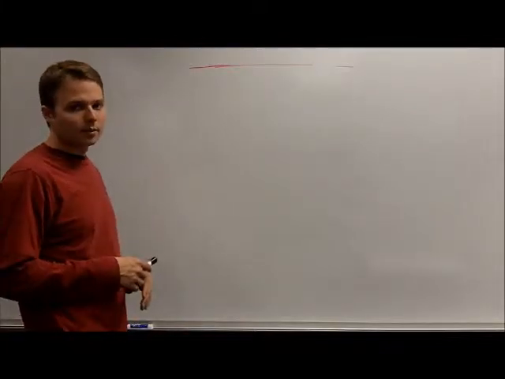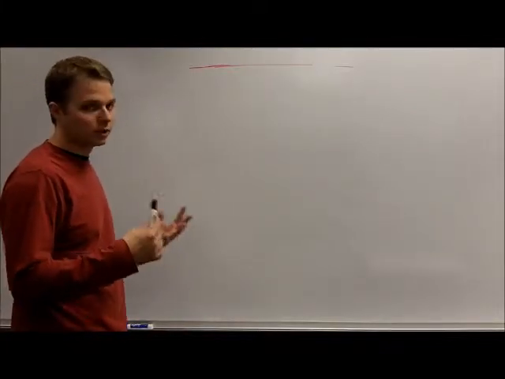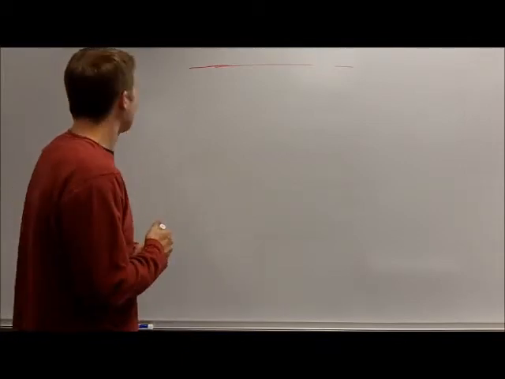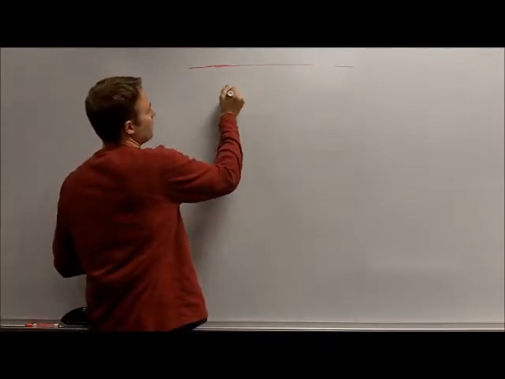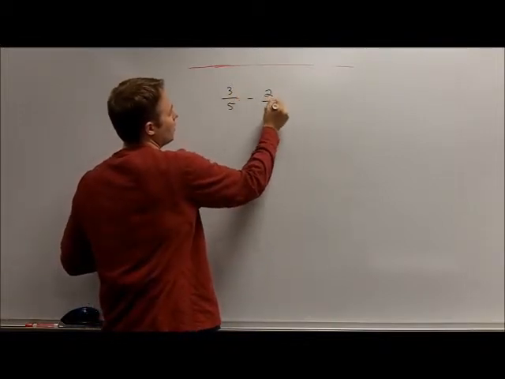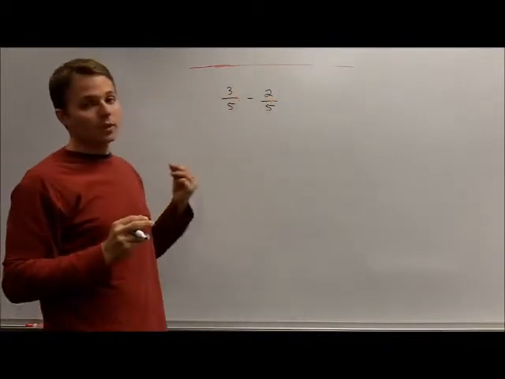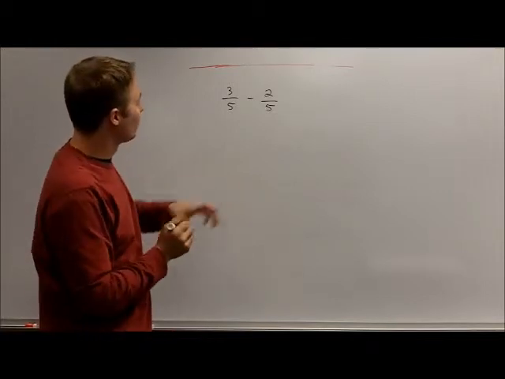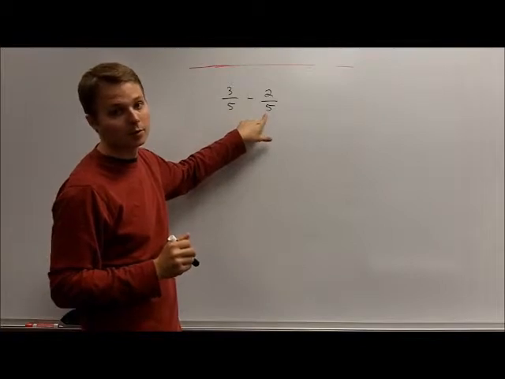So now that we've looked at multiplying and dividing by fractions, let's look at doing some addition and subtraction with the fractions. So I'll start with a pretty simple example. 3/5 minus 2/5. With addition and subtraction of fractions, the main thing we want to look for is that both fractions have the same number for their denominator.